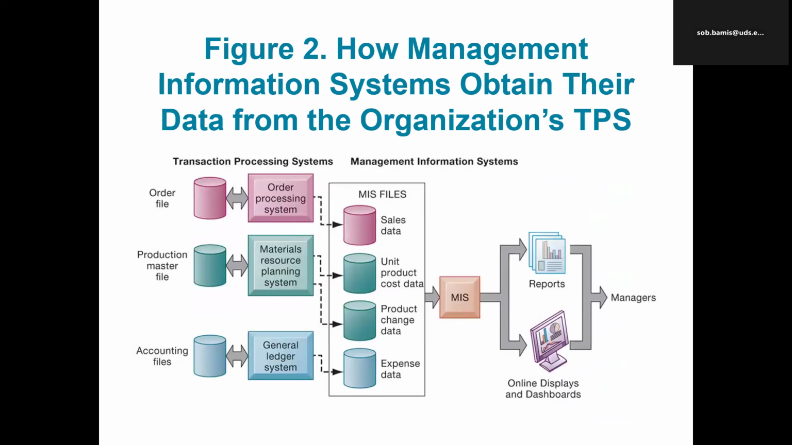This diagram is MIS. The MIS system takes data from transaction processes, data about orders, materials, or production data, accounting information, all brought down to MIS, and then in the form of reports, it is shown to managers.